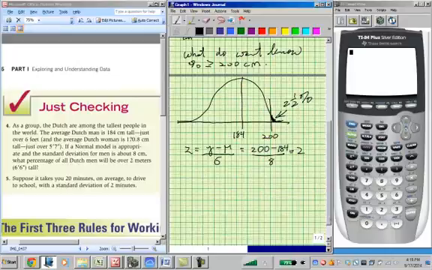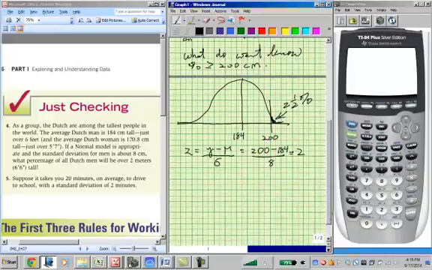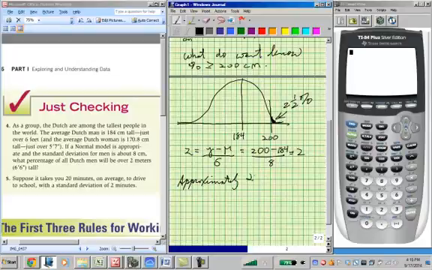Okay, and so now we've gotten our answer, and so we're going to write our answer. Approximately, it's the word you will begin every answer. Approximately 2.5% of Dutch men are equal to or taller than 200 centimeters. That's that. You've answered the question.